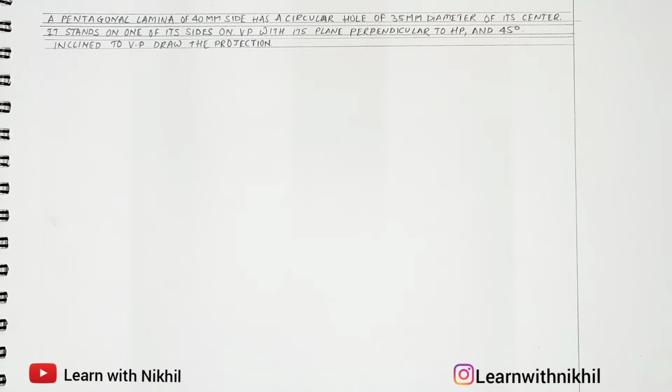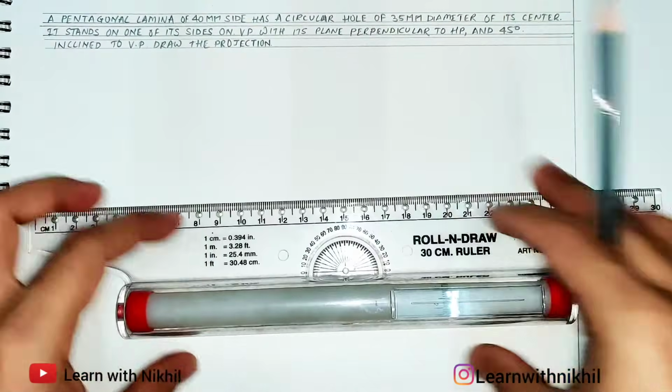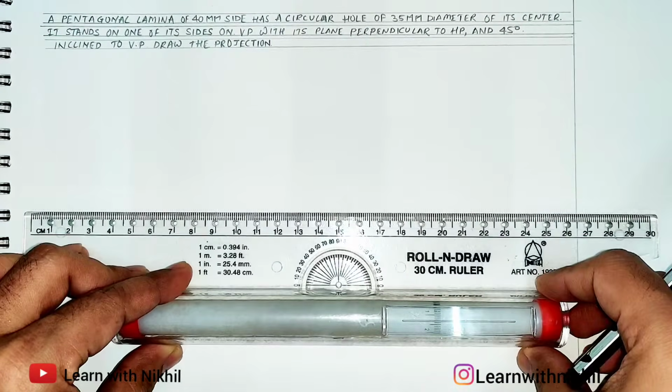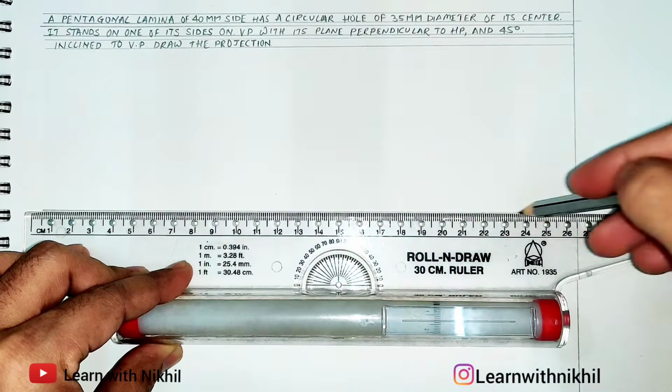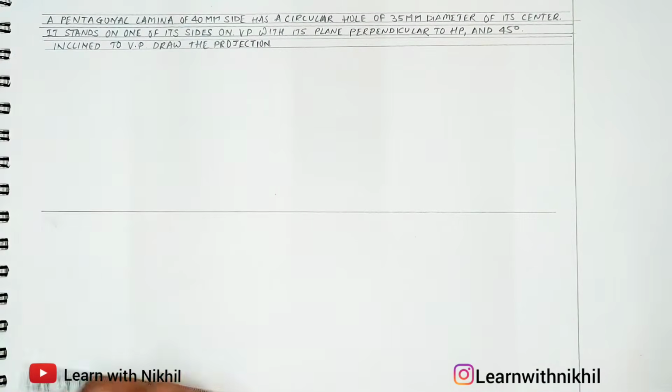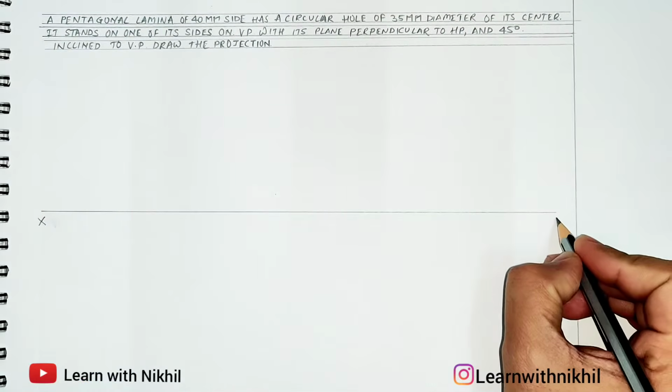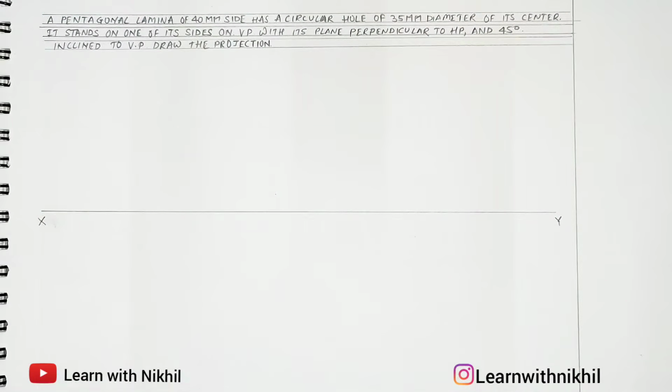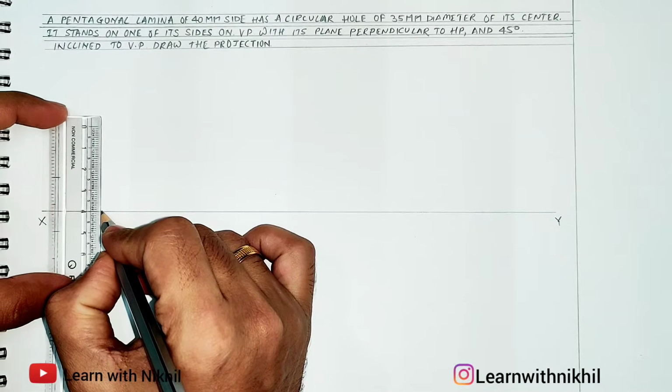So first step, we will draw a straight horizontal line which divides the vertical plane and the horizontal plane. The upper one is the vertical plane and the lower one is the horizontal plane. We'll mark this line as x and y. So that is the center line of the coordinates which we have seen earlier.